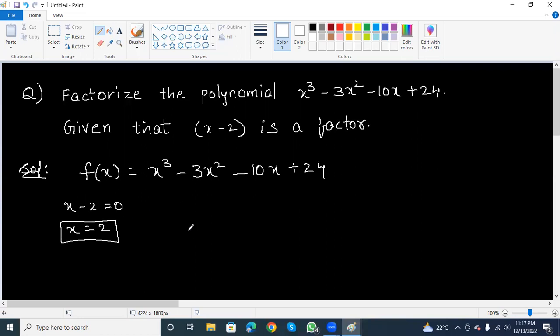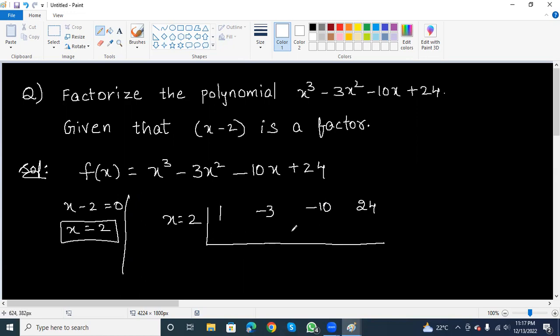Then, what you have to write? First, you need to write the coefficients of the terms in a row. Okay, in a row. So, x cube coefficient is 1 here. And x square coefficient is minus 3 with a little distance. And x coefficient is minus 10. And the constant term at last, 24. So, from this polynomial, we need to separate the coefficients and put them in a row. This is the first step. Then, we are going to divide this with x is equal to 2.